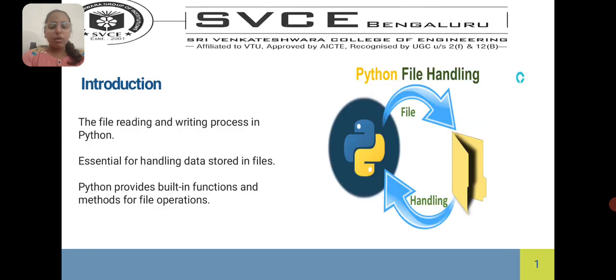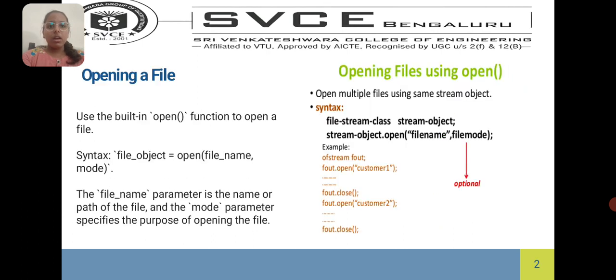Let us discuss the introduction part of file reading and writing. The file reading and writing process in Python is essential for handling data stored in files. Python provides built-in functions and methods for file operations. Let us discuss opening a file.